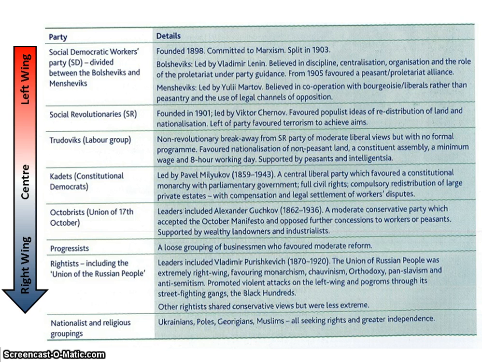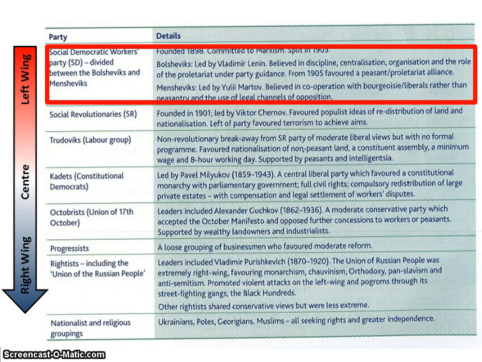So let's have a look at the political parties that contested for seats in this first Duma. The chart in front of you has a list of the political parties with some details of each. The one way to read it is the top political parties are the more extreme left wing. As we move down, we get gradually into the centre parties, and then into the right wing, and at the very bottom we have nationalist and religious groupings at the end. So, starting at the left wing, we have the SDs, or the Social Democratic Workers, heavily committed to Marxism, and they split in 1903, a very famous split, with Bolsheviks being led by Vladimir Lenin and the Mensheviks being led by Yuli Martov.